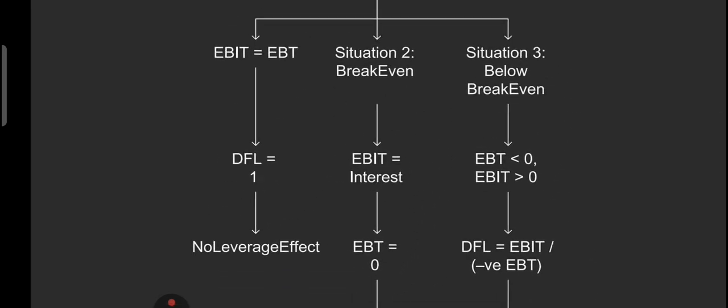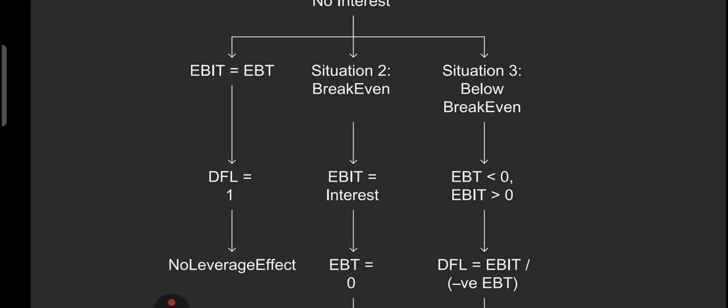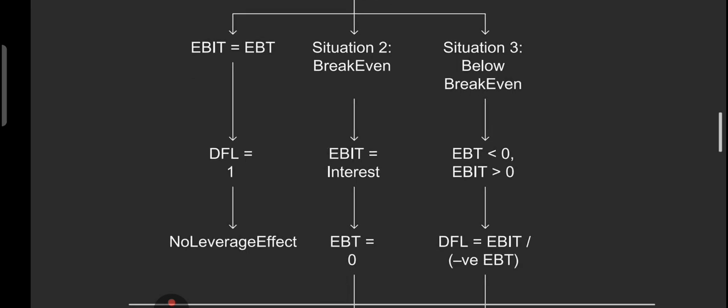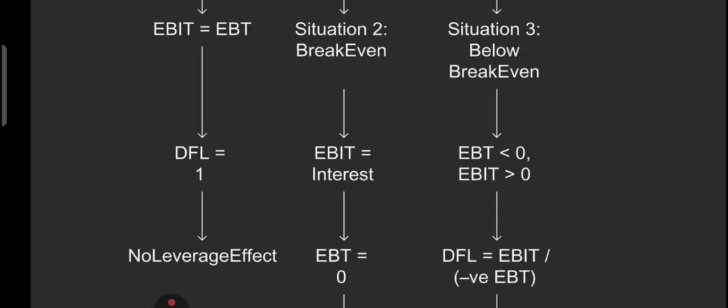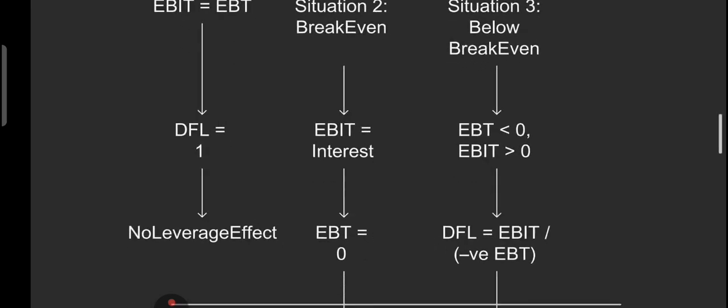This is situation number 2. And the third situation you have, suppose it is operating below the break even. So below break even means what? It is undergoing loss. So loss means what? Interest cost is higher than the EBIT, isn't it? So before break even, EBIT is positive, but EBT turned negative due to high interest cost. See, interest cost is higher, EBIT is lower, ultimately EBT becomes negative, right? That's why it is written EBT is less than 0, EBIT is greater than 0, interest cost is quite higher.